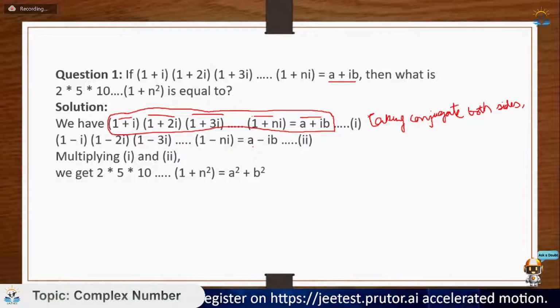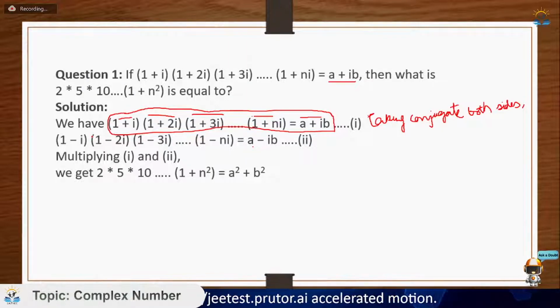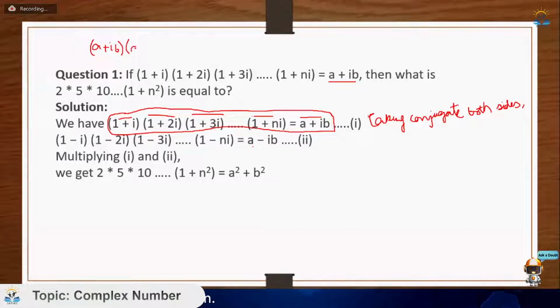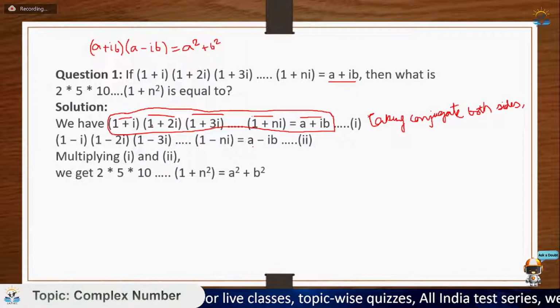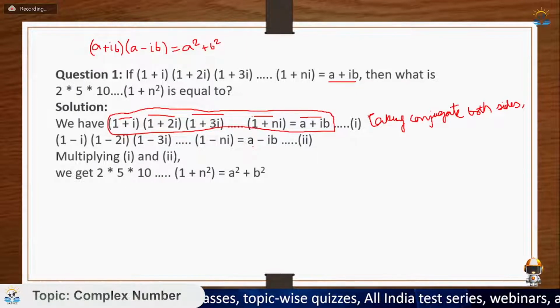So you have to just multiply both these two, because on multiplying you get a square plus b square. When you multiply a plus iota b with a minus iota b, we tend to get a square plus b square. So 1 plus iota times 1 minus iota would give 1 square plus 1 square, that is equal to 2. 1 square plus 2 square would be equal to 5. 1 square plus 3 square will be equal to 10.